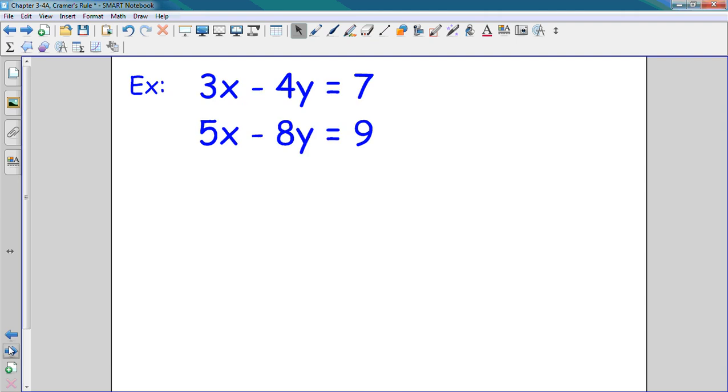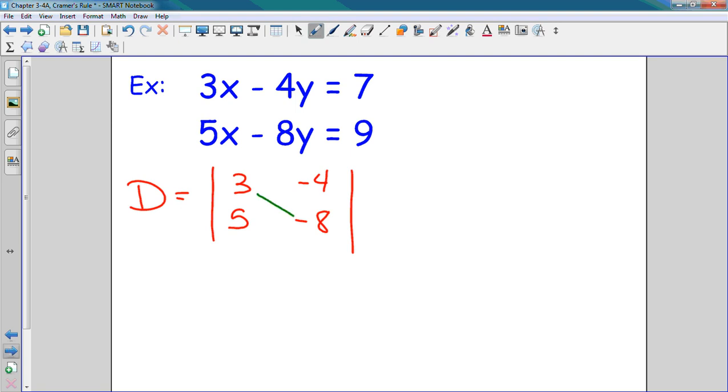Here I go. How do I find D? It's going to be A and B. My A1, A2, so I have 3 over 5. My B1 is negative 4. B2 is negative 8. Remember this stuff? 3 times negative 8 gives me negative 24. 5 times negative 4 gives me negative 20. Negative 24 minus negative 20 gives me negative 4. So D is negative 4.